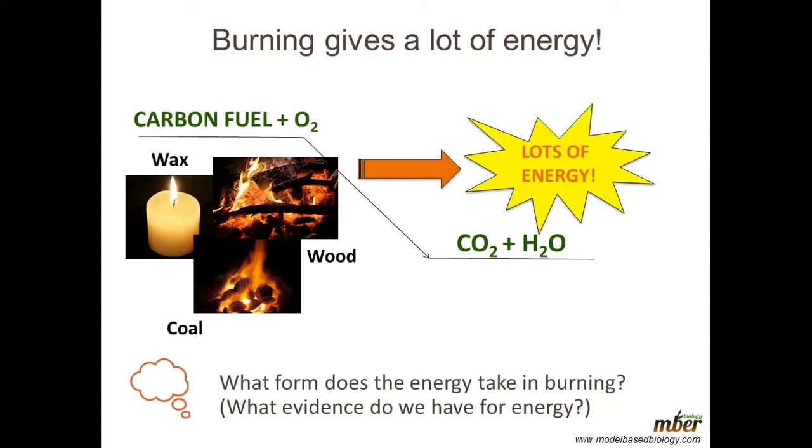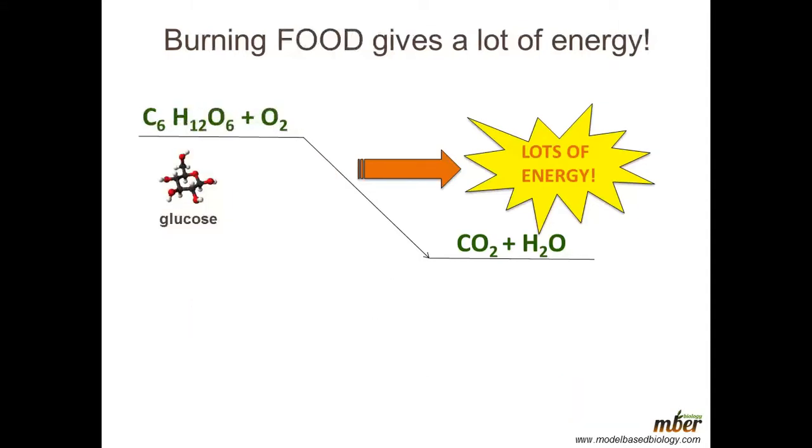What form does the energy take in burning? So what evidence do we have for energy? Well, hopefully you said we can see the light, we can feel the heat, we can see movement. Well, burning food gives us a lot of energy, and you know that intuitively. So here we have our glucose, that combined with oxygen. It gets rearranged to become carbon dioxide and water, but what comes off of that is a lot of energy.